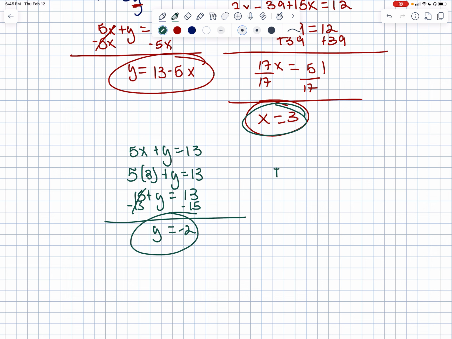Okay, I'm going to write this down. This yields 3 comma negative 2. Mr. Polito, where did you get this from? This is our x and this is our y. What was our x? 3. What's our y? Negative 2. Okay, this is good. Let's continue.